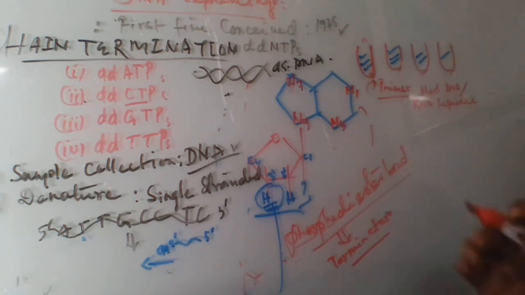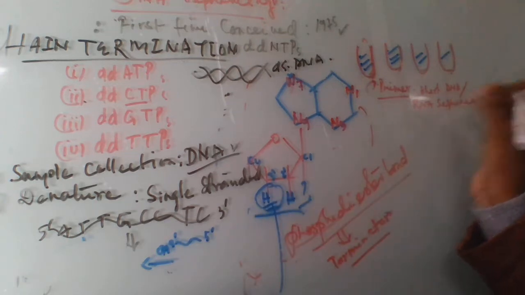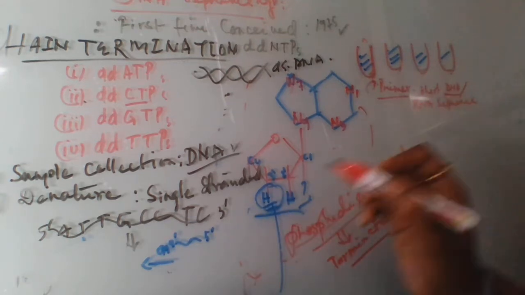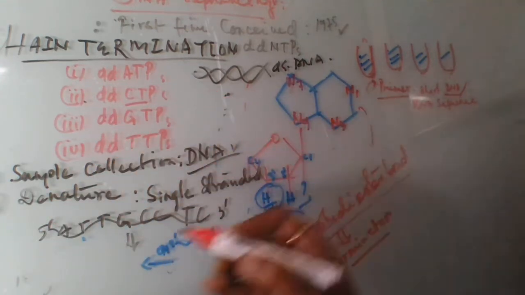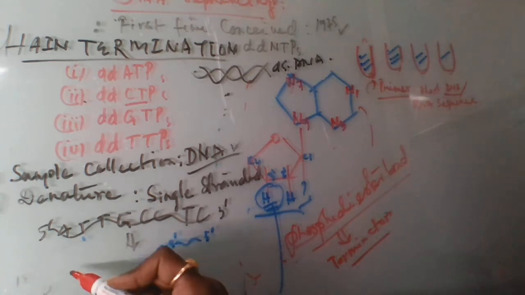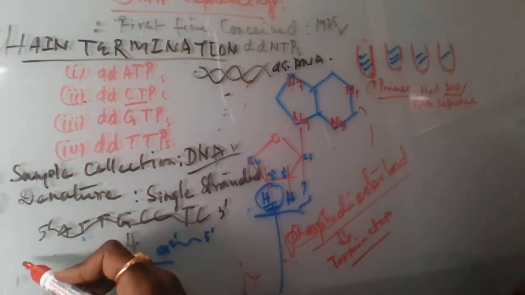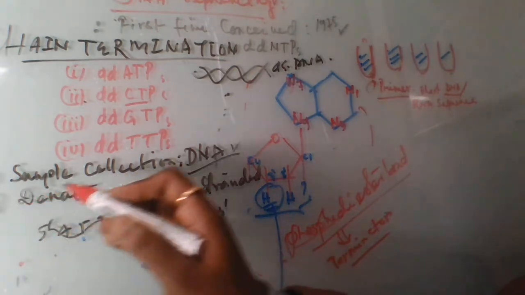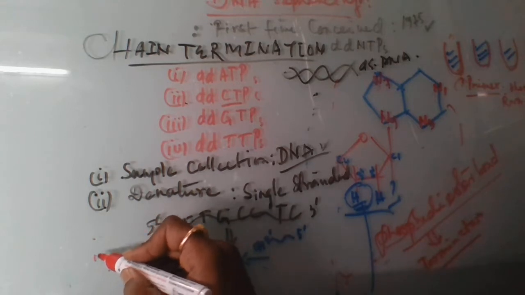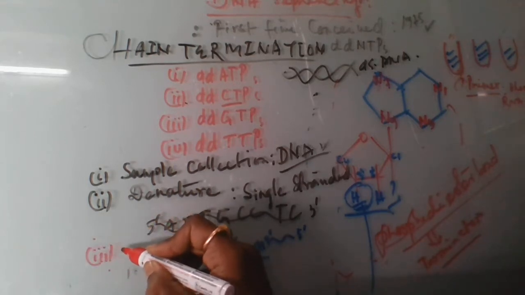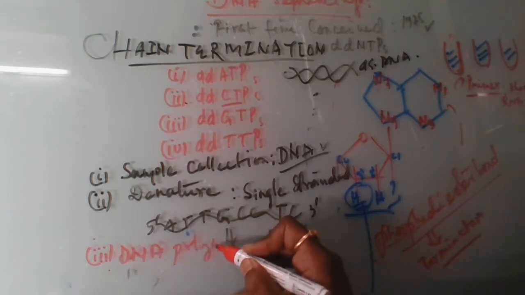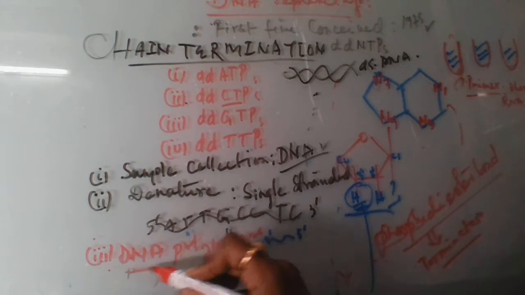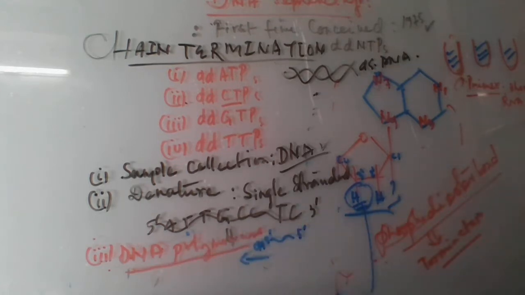Now you see, when you are adding this RNA, DNA, because you need to add DNA polymerase. So again, another thing you have to put here, that is DNA. The third thing you have to add is DNA polymerase, the polymerase we use for DNA replication.